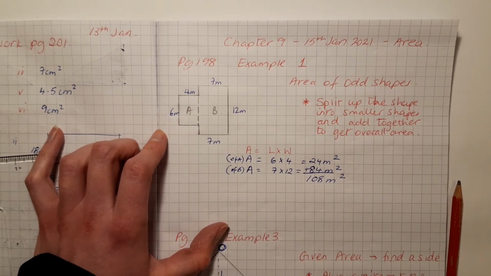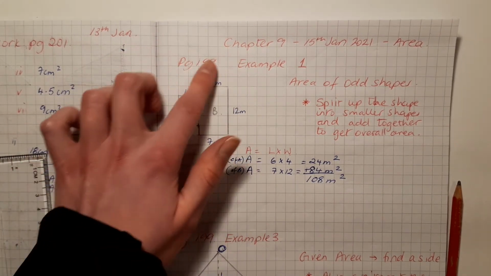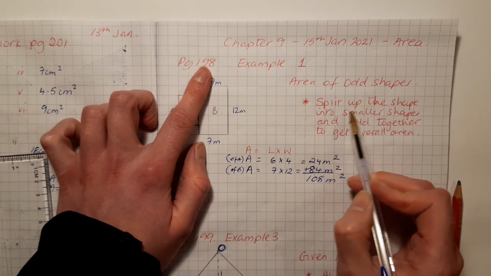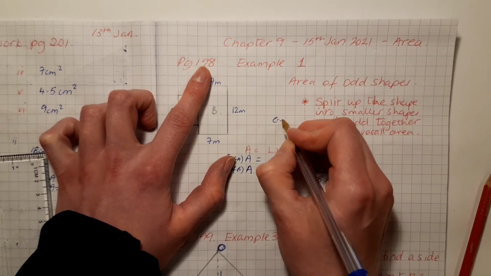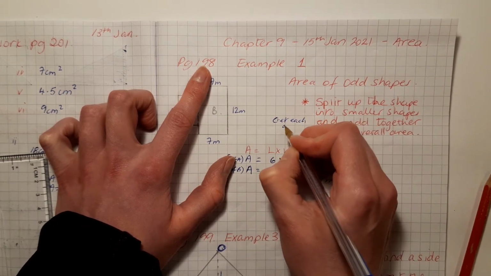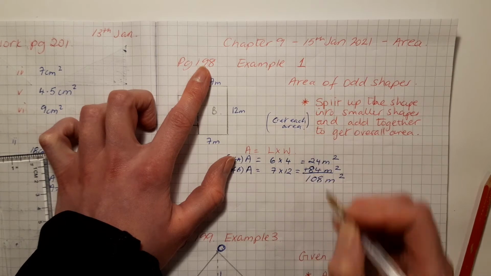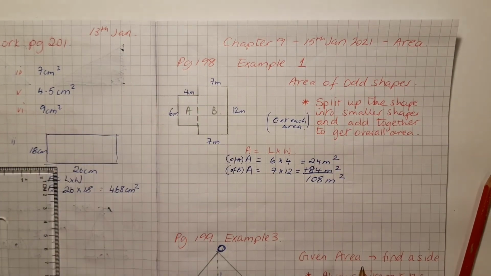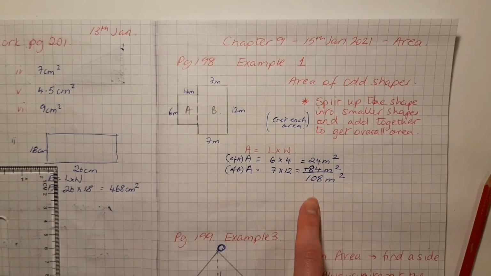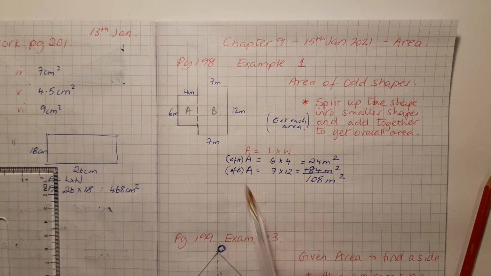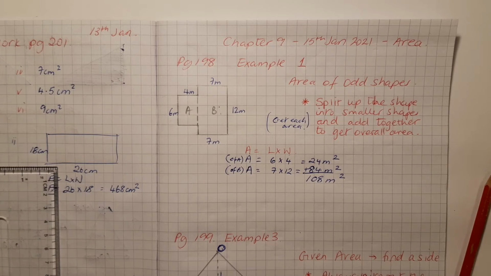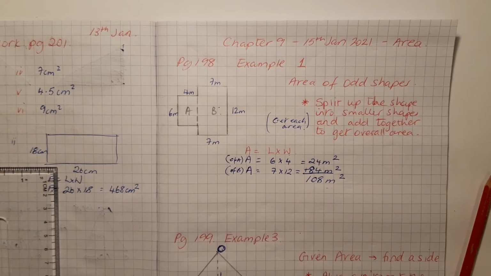So the key learning with this is if you've an odd shape, you need to split up the shape into smaller shapes, get each area, and add them together to get the overall area. So in this example, the overall area is 108 meters squared. So today we're going to be looking at questions where you're going to have to split up the shape, get the area of each one, and then add them together to get the total area.